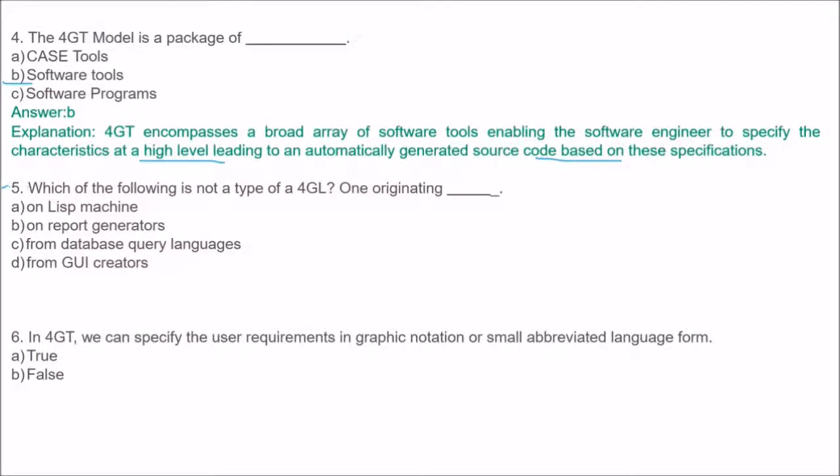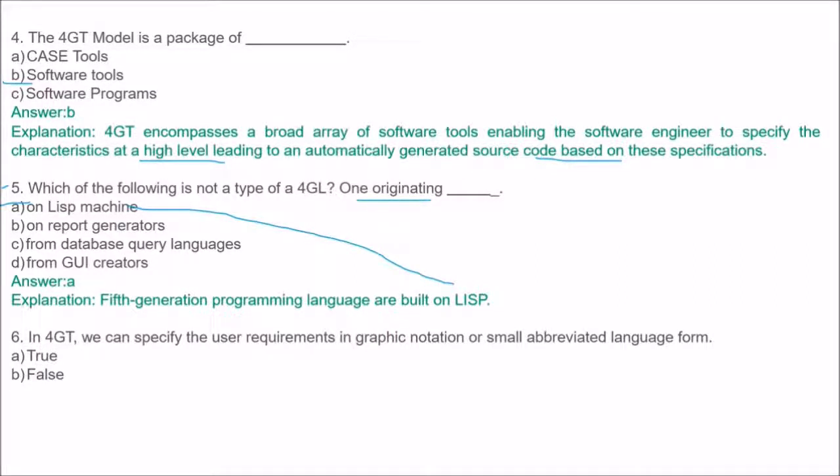Now fifth, which of the following is not a type of 4GL? The answer is A. Fifth generation programming languages are built on Lisp. Next is, in 4GT we can specify the user requirements in graphic notation or small abbreviated language form. The answer is true. Yes, in 4GT we can specify the user requirements in graphic notation or small abbreviated language form.